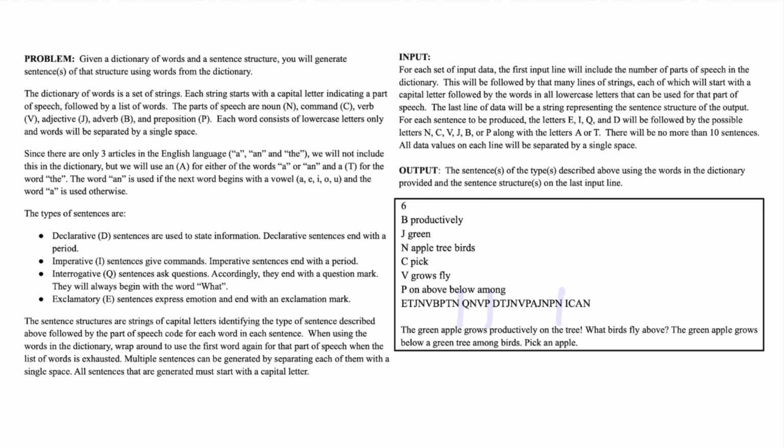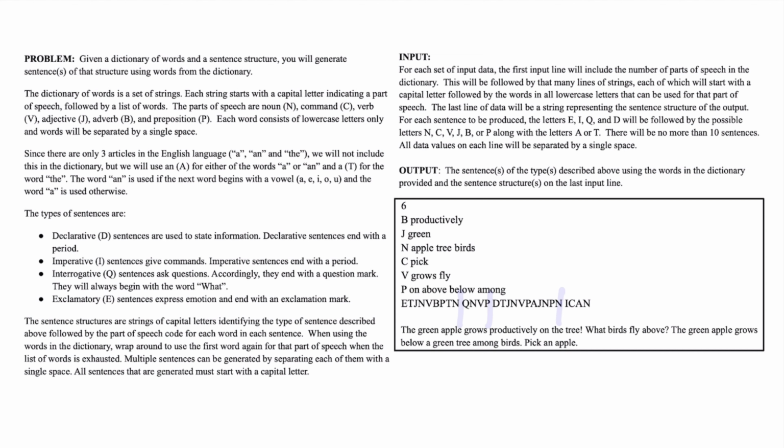So we're going to have the first line of input be the number of parts of speech. So that'll be helpful when getting our input. And this is going to be followed by many lines of strings. As it said before, each line starts with a capital letter, followed by words in all lowercase letters. And then the last line of data will be a string representing the sentence structure for that output.